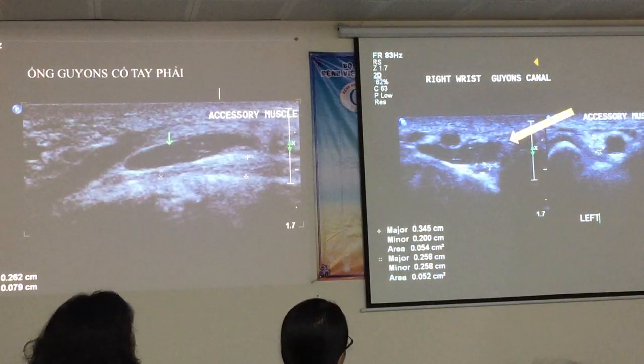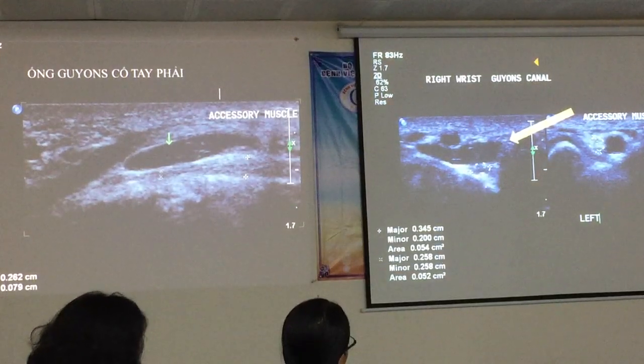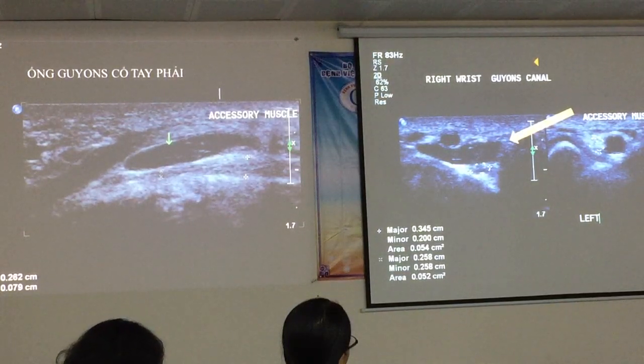So once again, using split view or dual imaging, you can see here this is the symptomatic right side with that accessory muscle and the artery, and this is the asymptomatic side with the normal artery and nerve.